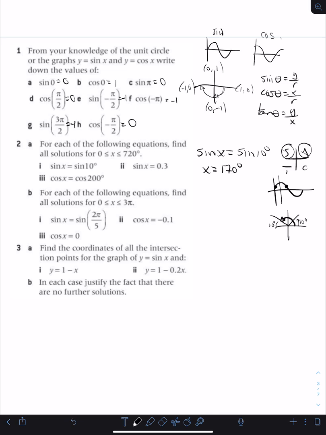Now they say go all the way to 720 degrees. So I could go all the way around. Now I'm just adding 360s. If I add 360 to my 10 degrees, this is 370 degrees. And if I add another 360 to my 170, this is 360 plus 170, which is equal to 530 degrees. So that's one here, okay?